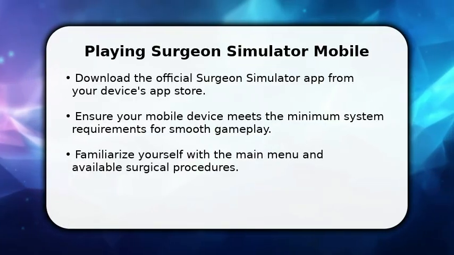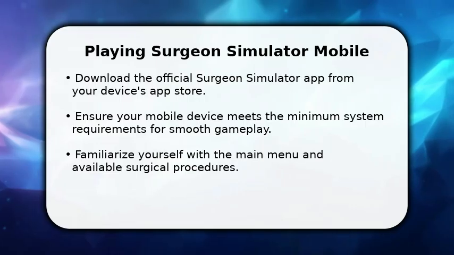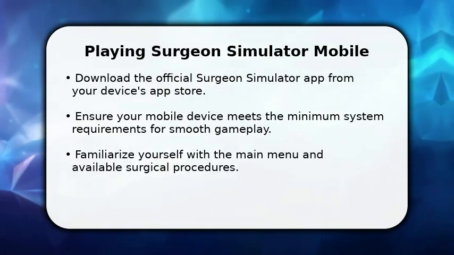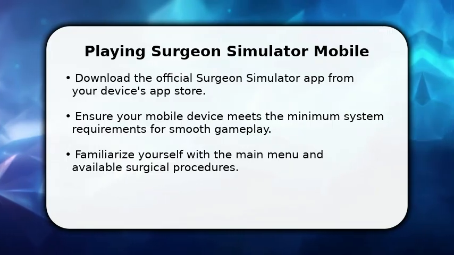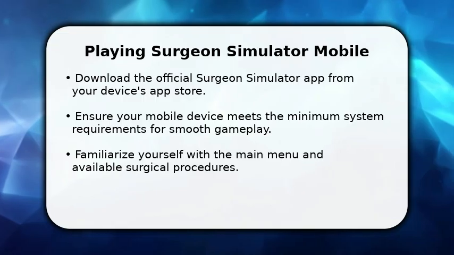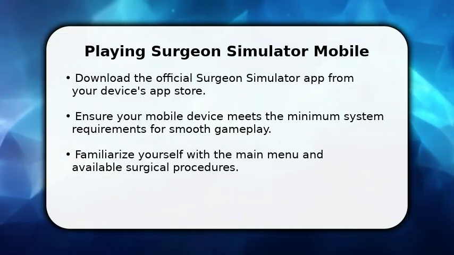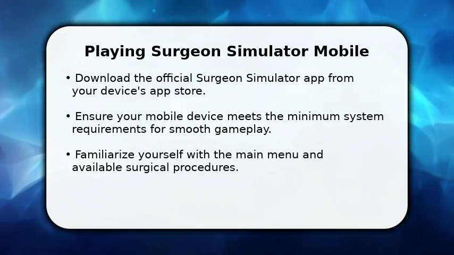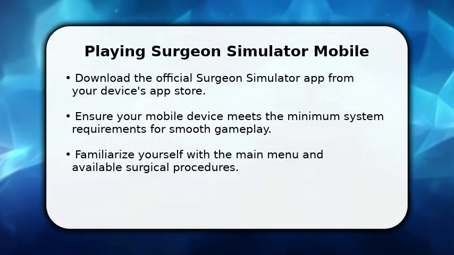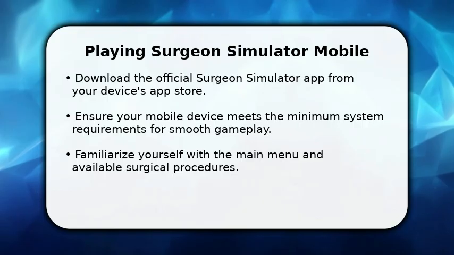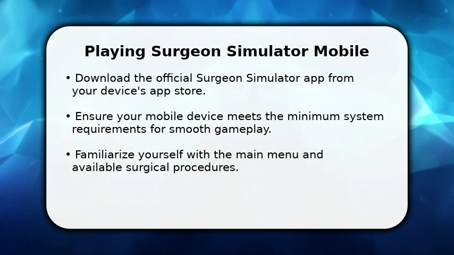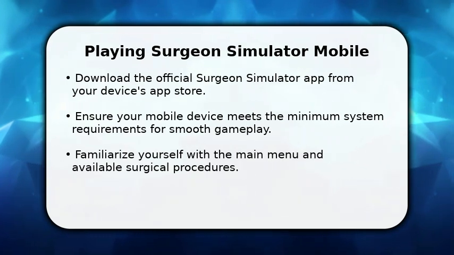In this video, I will show how to play Surgeon Simulator on mobile. First, locate and download the official Surgeon Simulator application from your device's App Store, whether it's the Apple App Store or Google Play. Before starting, ensure your mobile device has at least 2 GB of RAM and sufficient storage, typically around 500 megabytes, for optimal performance. Once installed, launch the game and explore the main menu to select your first challenging surgical procedure.